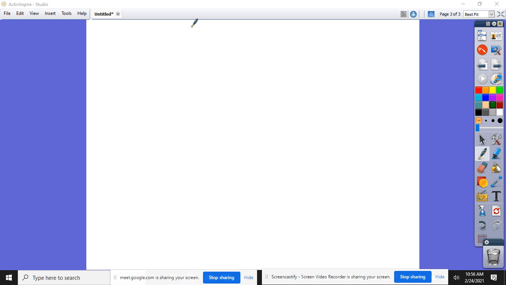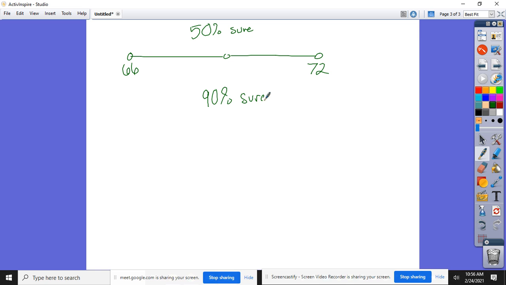Let's say I'm 50% sure that the weather is going to be a high today between 66 and 72. I'm just using exaggerations here. I am 90% sure that the temperature today, so if I'm 90% sure, am I going to go lower than 66 or higher than 66? Farther away, lower.